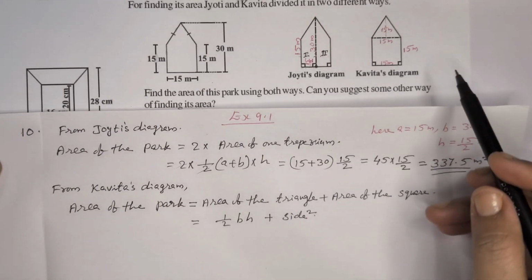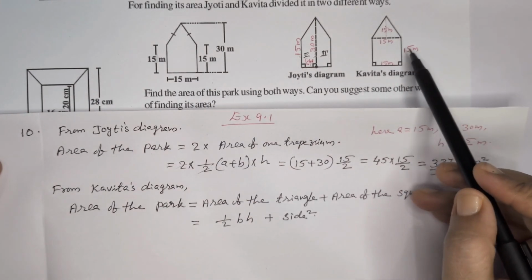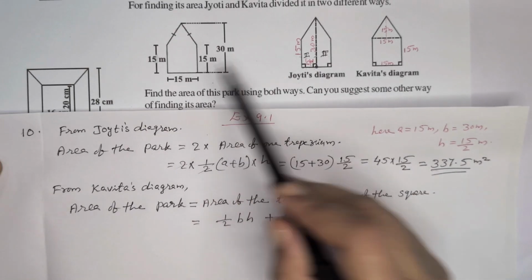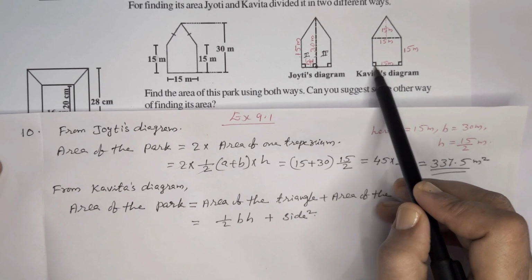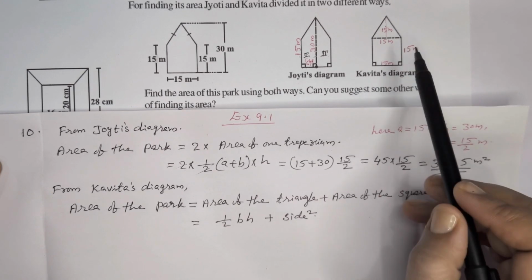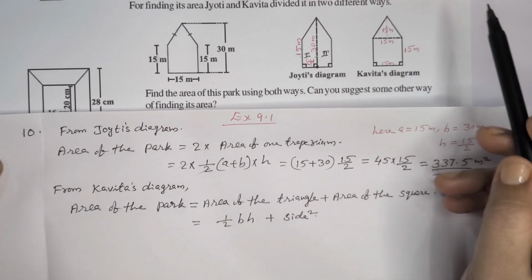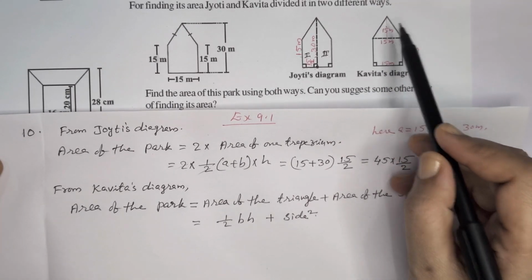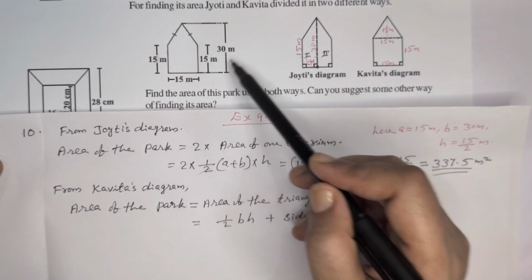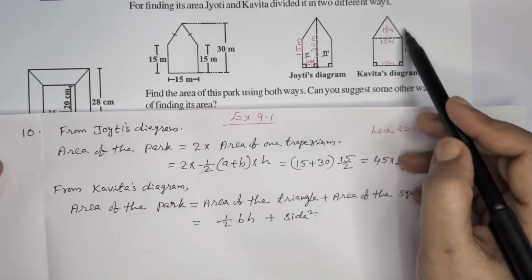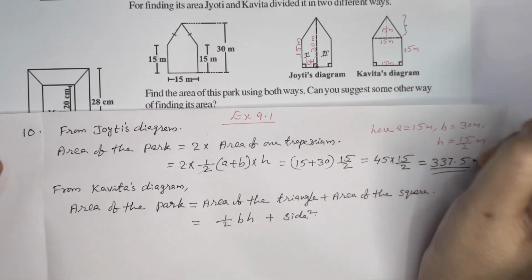Now from Kavita's diagram. In that diagram, the measurements we can write as these two sides 15 meter, this also 15 meter. Here we are getting a square of 15 meter side. So area of the square is side into side. Here we are getting a triangle. Base is 15 meter and height also 15 meter. Here the total height is given as 30, till here 15. So the remaining part also will become 15. This part also height is 15.